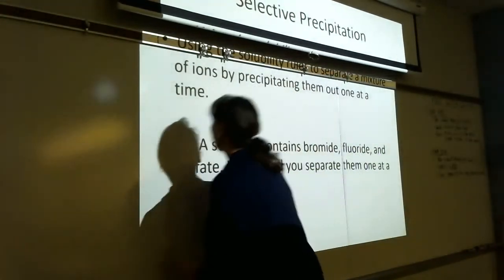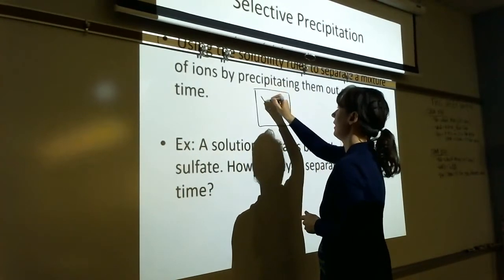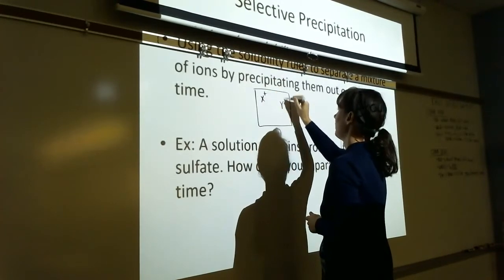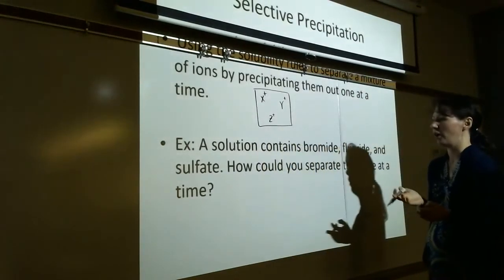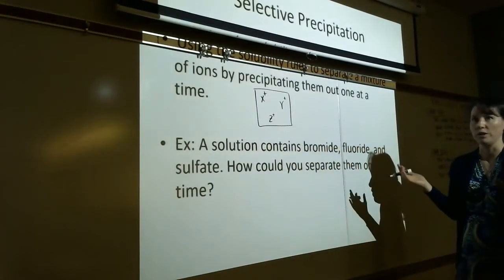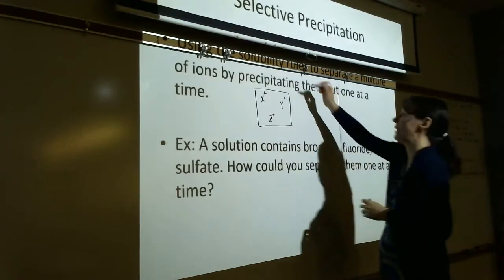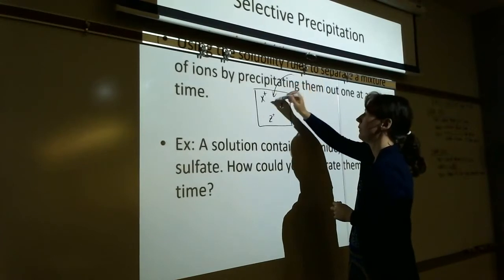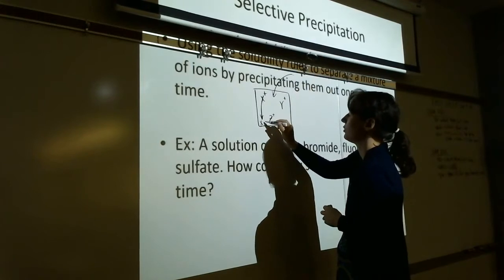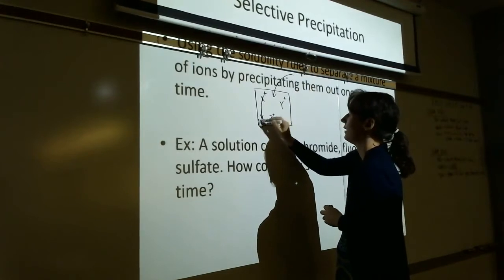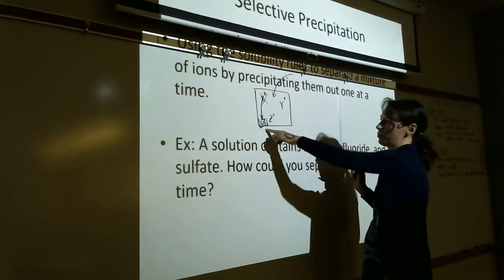So let's pretend you've got a solution with X plus, Y plus, and Z plus. They're all cations and they're all really, really soluble, maybe with only a couple of exceptions. If I add salt number 1, it would precipitate out X, let's just say as A. Now it's sitting on the bottom as a solid. It's no longer in solution, it's a precipitate.